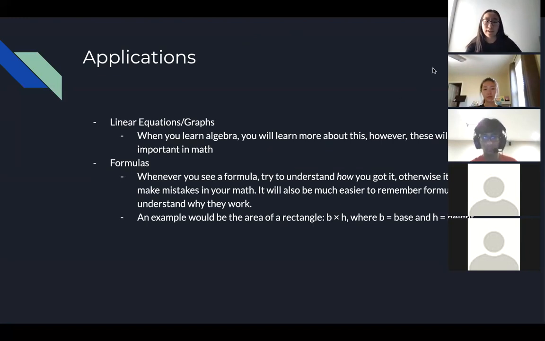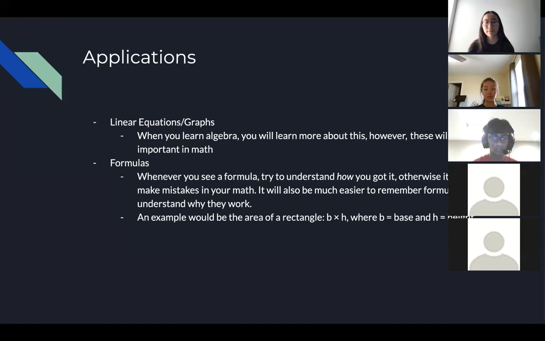When you start learning algebra, you'll do a lot of stuff involving linear equations and how to graph them on a coordinate plane. And they're going to be very important as you move on. And then, like we mentioned, formulas. Formulas are very important because if you just apply them, you can solve problems. But it's even more important to understand how the formulas work, because that prevents you from making mistakes in your math. And if you understand how a formula works, then even if the problem is a little bit different, you know how to adjust the formula to match a different format of the problem.